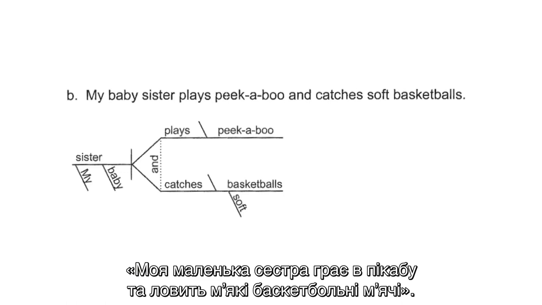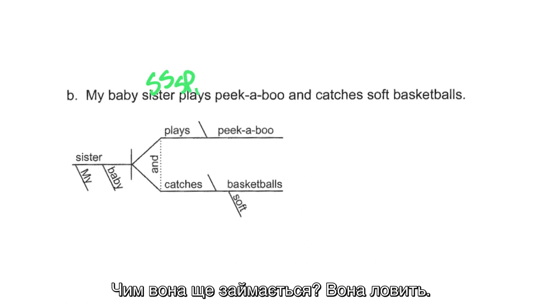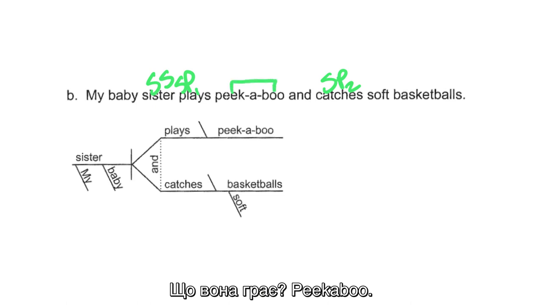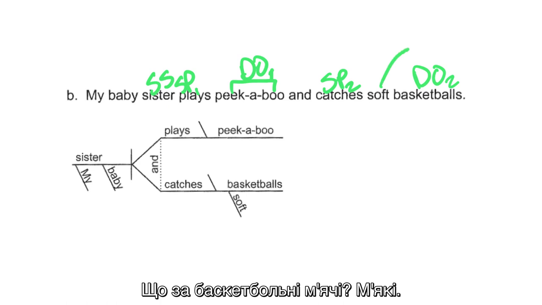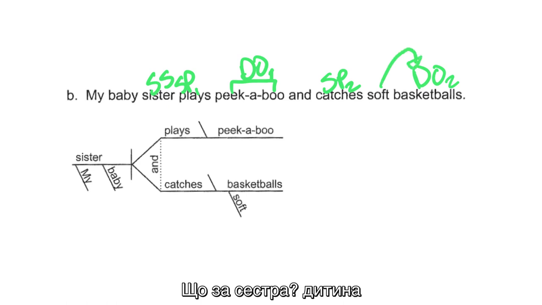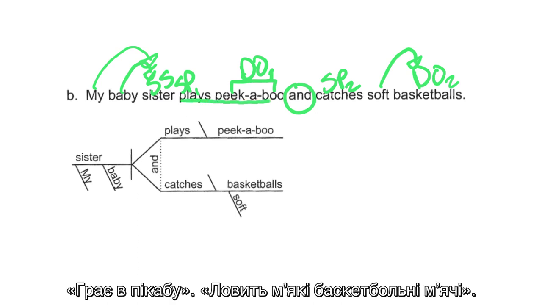My baby sister plays peekaboo and catches soft basketballs. Who or what is this about? It's about sister. What does she do? She plays. What else does she do? She catches. What does she play? Peekaboo. What does she catch? Basketballs. What kind of basketballs? Soft ones. What kind of sister? Baby. Which sister? My. The word and connects two phrases. Plays peekaboo, catches soft basketballs.